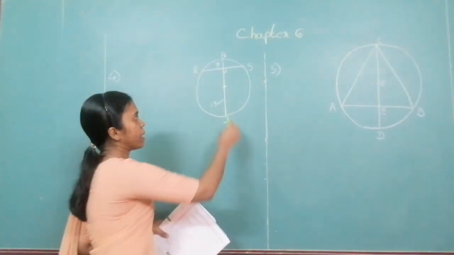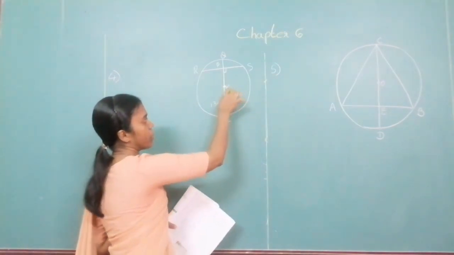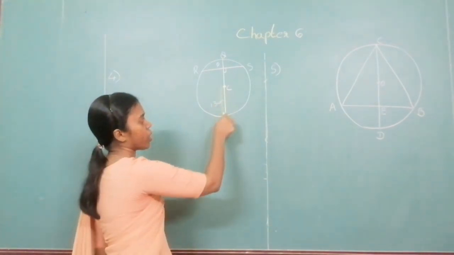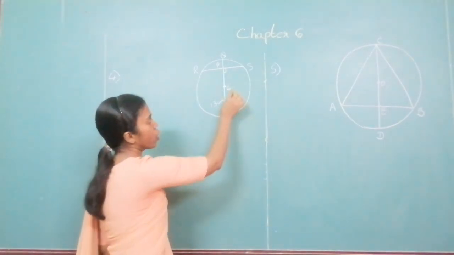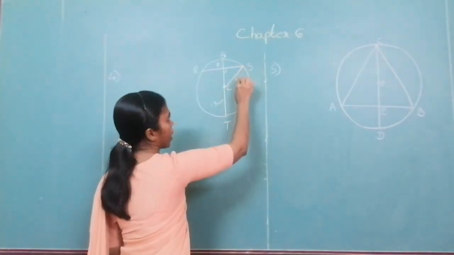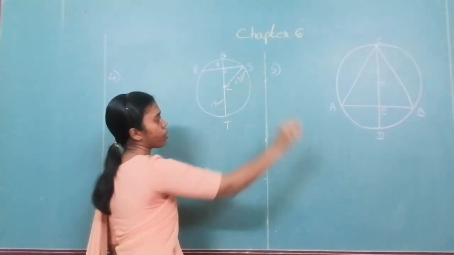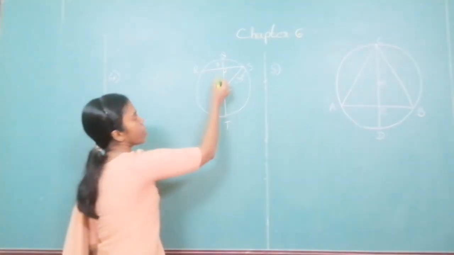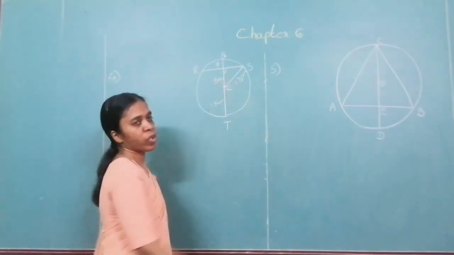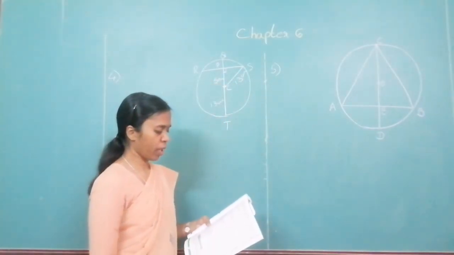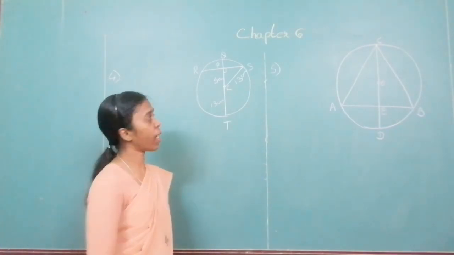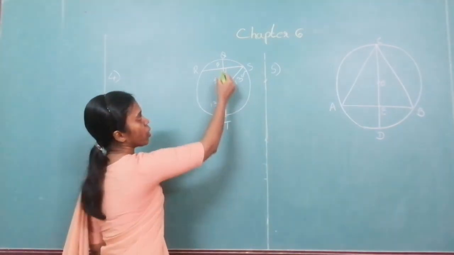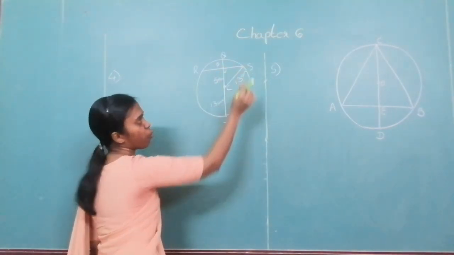What is given to us? CT is 13 centimeter. Now what is CT? If you look at it, CT is the radius. So even if I join from here to CS, this also becomes 13 centimeter. Okay. What else is given to me? CP is 5 centimeter. Now what am I supposed to find out? I have to find the length of chord RS. So first I have to find the length of PS.